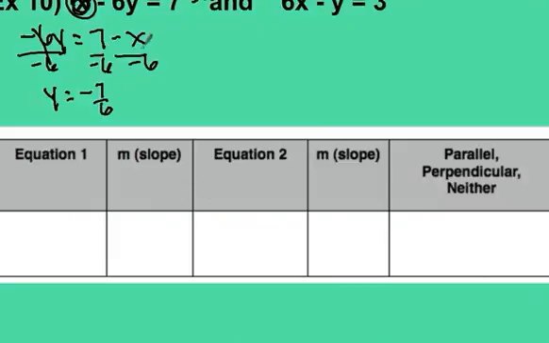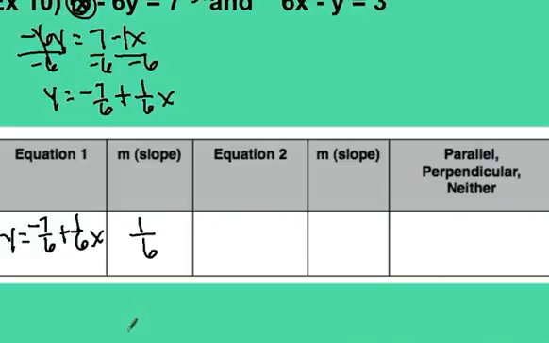When I have negative x divided by a negative 6, remember, negative divided by negative is a positive. There's an imaginary 1 in front of that x. So I really have positive 1 over 6x. So my first equation would be y equals negative 7 over 6 plus 1 over 6x. So my slope would be 1 over 6.